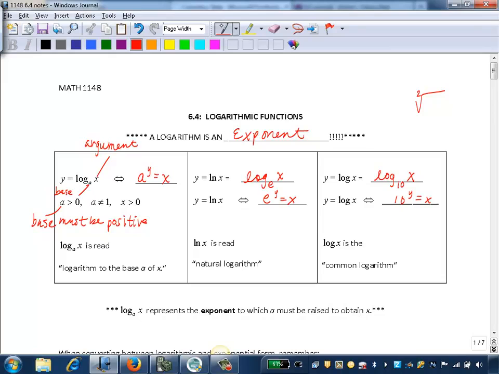So a more informal way that I like to explain this is to say log base a of x is, quote unquote, the power of the base a that gives us x. So it's the power, the exponent you must put on a base of a to result in x.